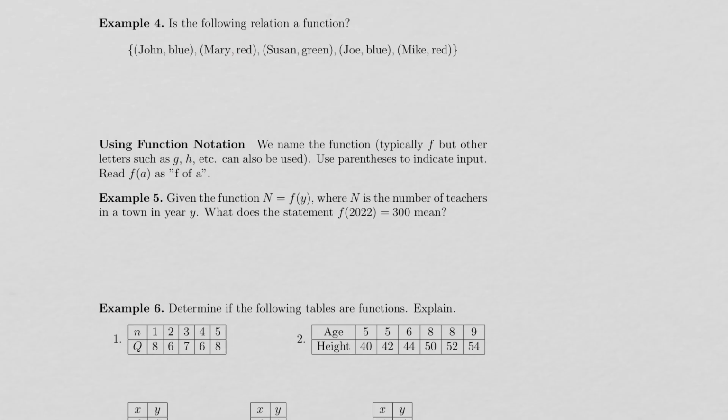And the colors can repeat, that's fine. But each input, each person, has exactly one favorite color, right? That's what this is saying. So that is a function. So I'll say in this case, yes, this is a function because each person has one favorite color.